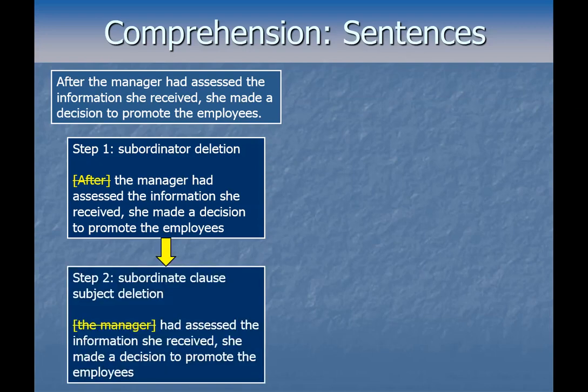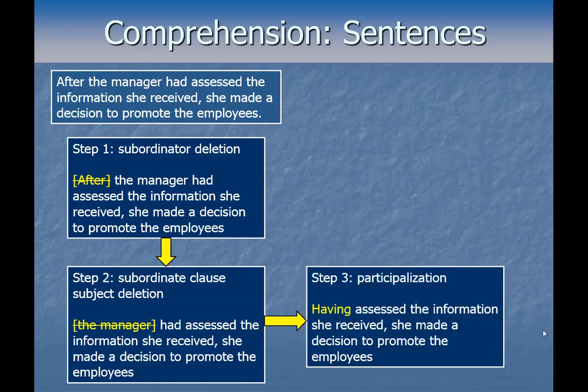But then you have to delete the subordinate clause's subject. So the manager, right? So you get rid of the manager. Now I have: had assessed the information she received, she made a decision to promote the employees. That's not a full sentence on its own. It doesn't work anymore, but that's because we're going through these steps, right? The third step would be participialization. So adding a participle: having assessed the information she received, she made a decision to promote the employees.